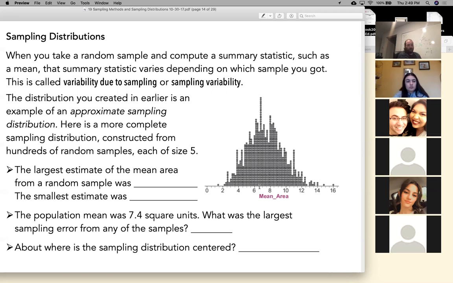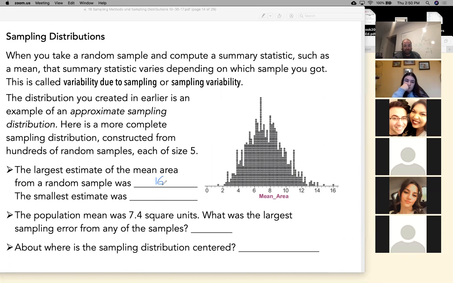Now, the actual population mean is 7.4. Was our value a pretty good approximation? It wasn't horrible, correct? 7.4 is only 0.4 off. So our sample average, or the one that we got the most times from our sample, is very, very, very close to the true value. So the largest estimate of the mean area from the random sample was 16.